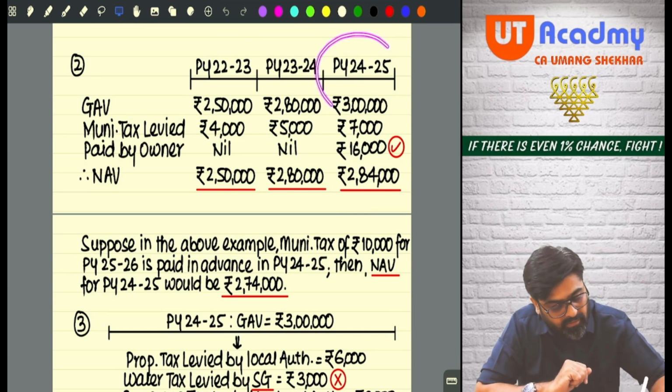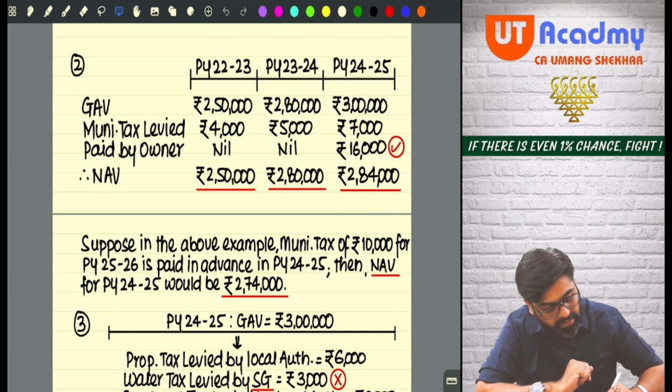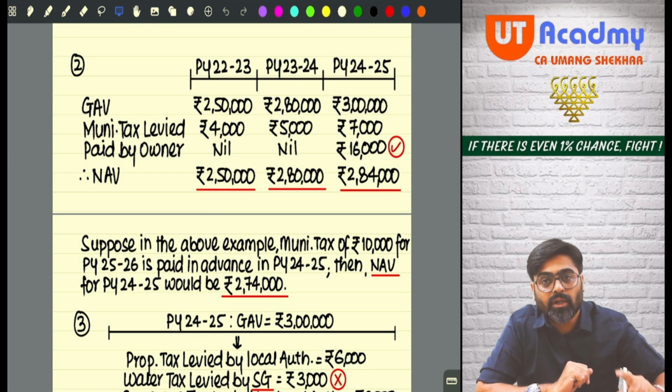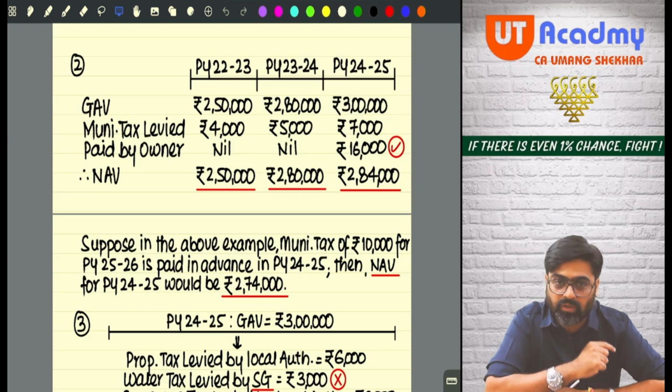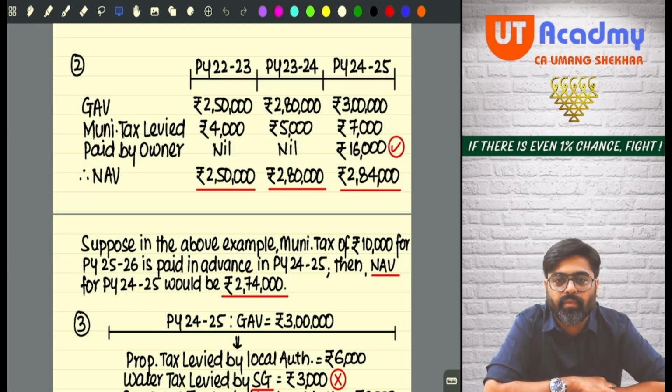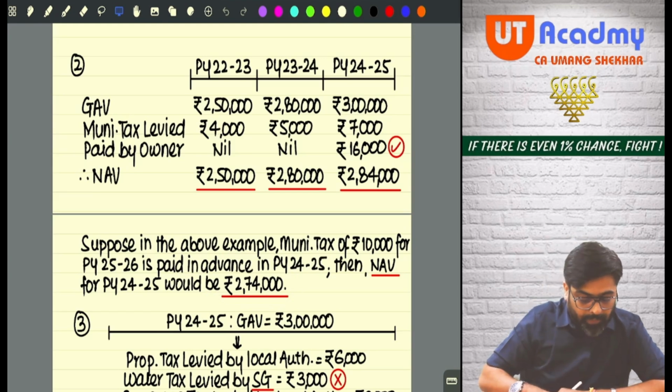So what was the GAV? 3 lakh. Out of that you will get 26,000 as what? Deduction. So 3 lakh minus 26,000 will give you 2 lakh 74,000 as GAV for this year. Everyone understood? Now pay attention.